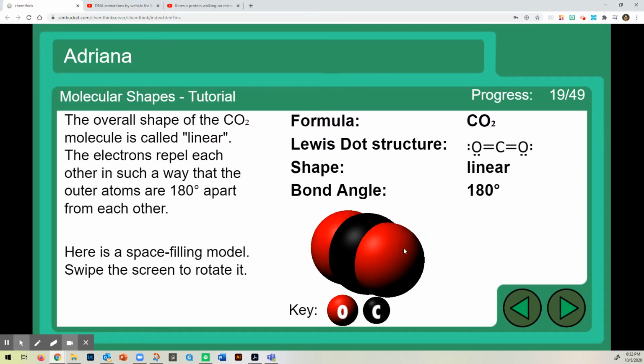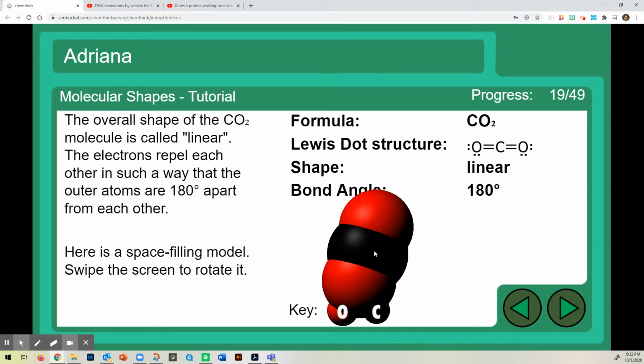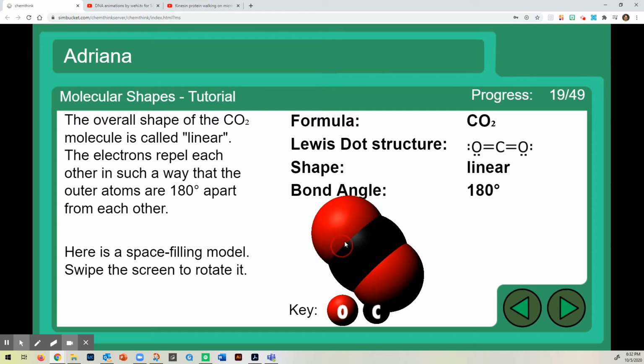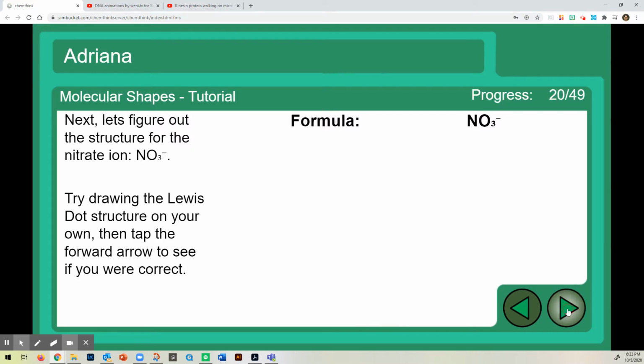And so this forms a linear shape, right? These atoms are just all lined up. We saw that in the model that I showed you. We can rotate it around and just see that they're lined up in a line. This is called a space-filling model. And each of the outer atoms are 180 degrees apart from each other. So the oxygen atoms are 180 degrees apart.